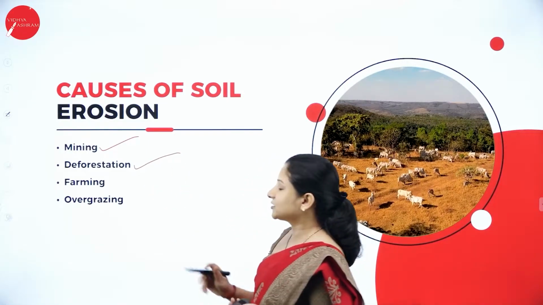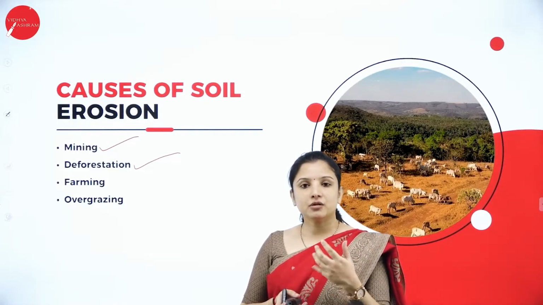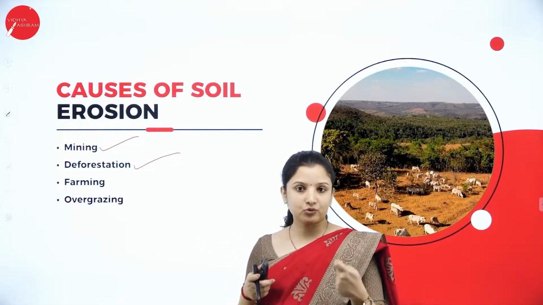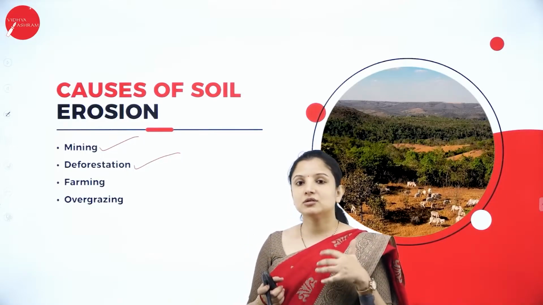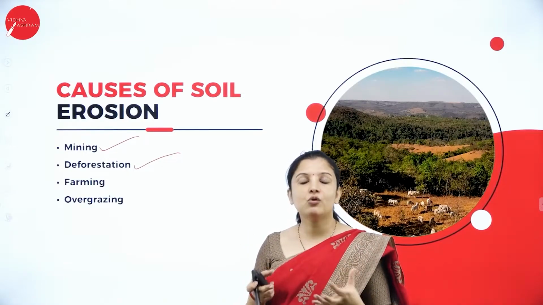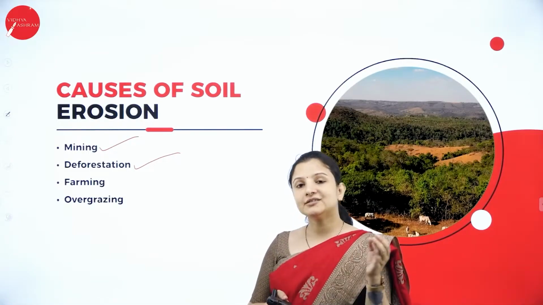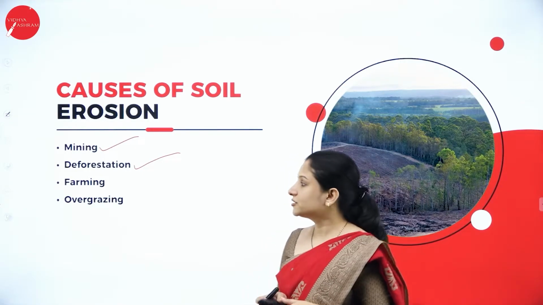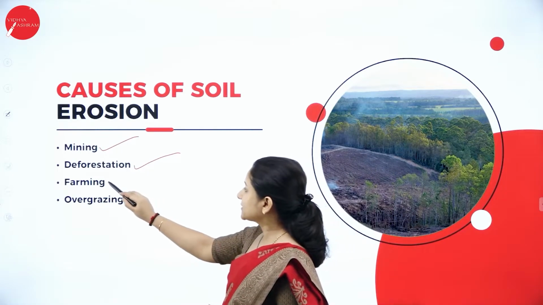Next is deforestation. So cutting of trees, what will happen? Even though the trees are cut and the roots are uprooted, it will loosen the soil because there will not be any tree to hold the soil firmly, right? So any small rain or small water flow will just wash away the soil. Therefore, deforestation also causes soil erosion. Next is farming.